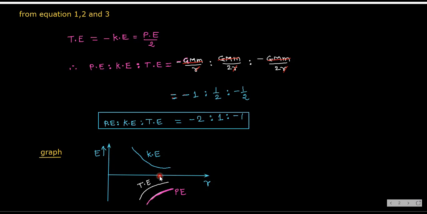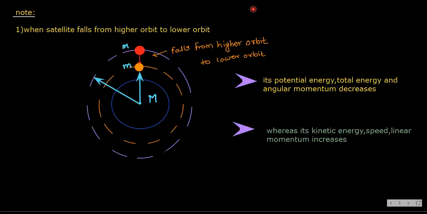Yes, finished? Okay. So let's move ahead. Now, when a satellite is falling from a higher orbit to a lower orbit, what happens? You can see this is a satellite whose mass is m and it is rotating in this orbit. This purple color is the first orbit, which is the higher orbit, and this is the lower orbit, we can say. So when the satellite jumps from a higher orbit to a lower orbit, what happens to its potential energy, total energy, and angular momentum?